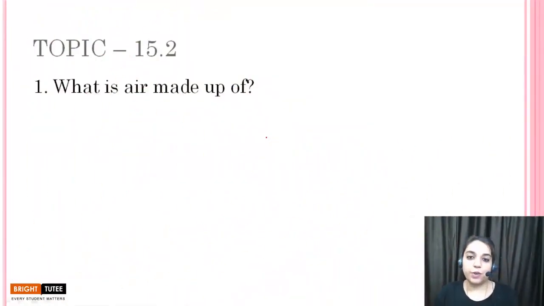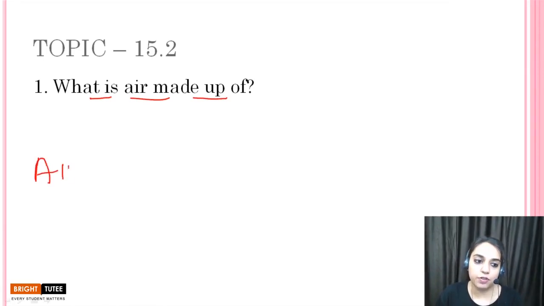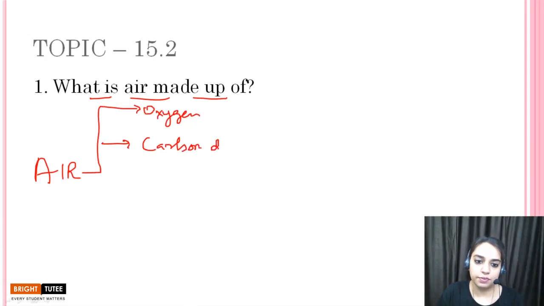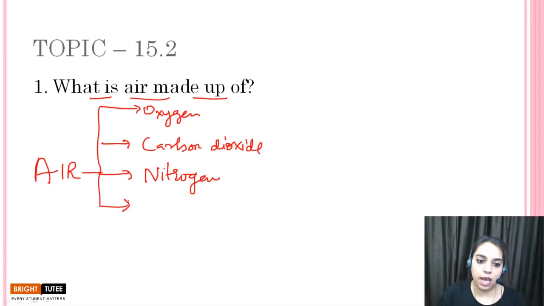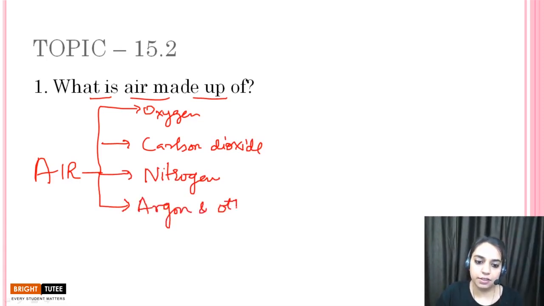In this session, we are going to discuss some of the questions and answers from the topic that we have covered so far. So children, what is air made up of? We know that air is a mixture of so many gases. Air consists of oxygen. It consists of carbon dioxide. Then it contains nitrogen gas, which is the most abundant gas. Then children, it also has argon and other gases.